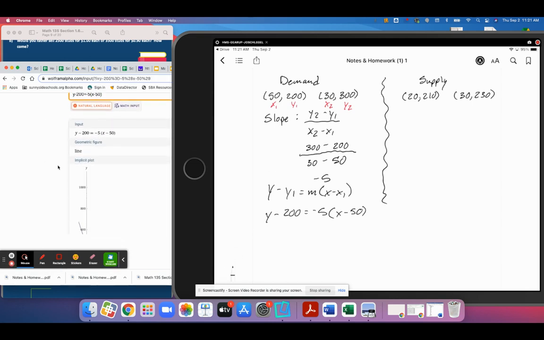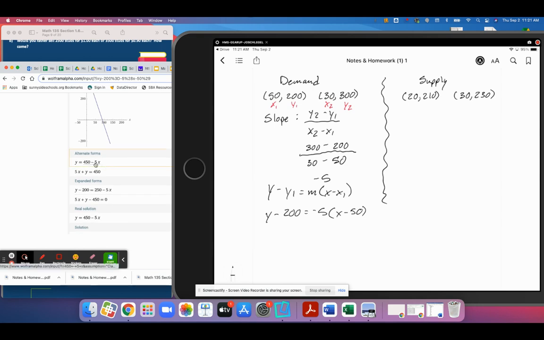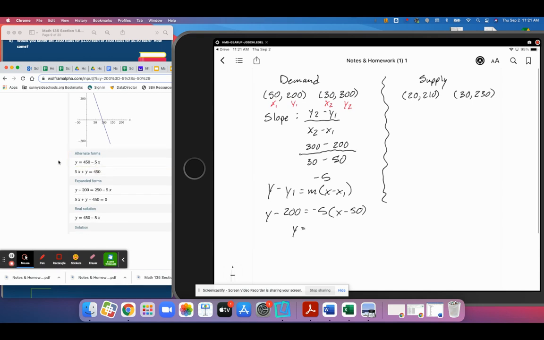And we get, again, our x value is back here. I'm going to put that in front. We get y equals negative 5x plus 450. And that will be our demand function. Now for our supply function, everyone, is basically the exact same process. We have an x1, we have a y1, we have an x2, we have a y2. Let's get the slope for this.